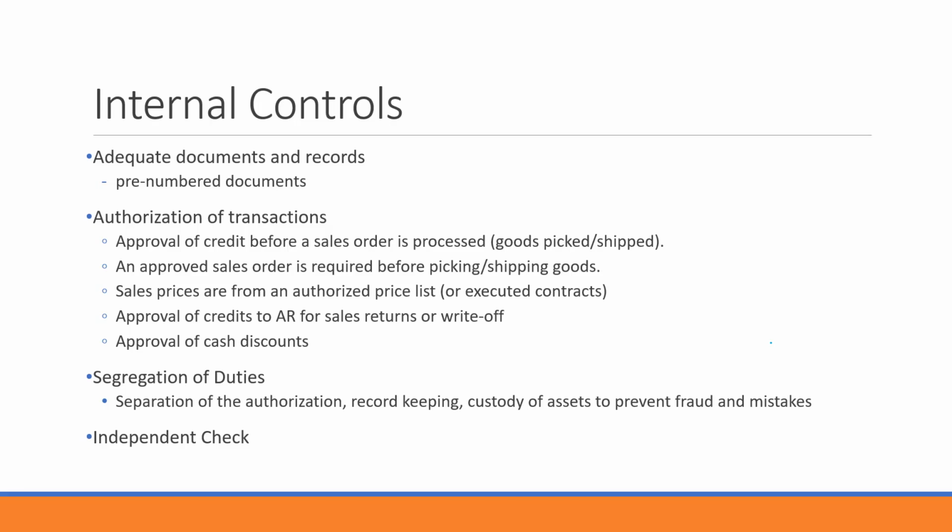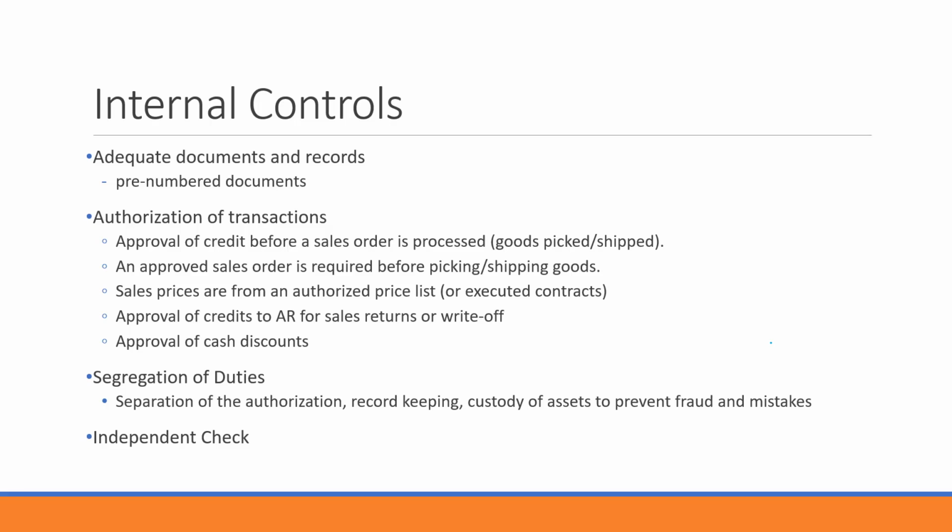The sales invoice needs to have the sales price coming from an authorized price list or contract. And for returns, we also need to have authorization. Okay, and when issuing credits to the customer, we also need authorization. For cash discount, we need authorization. We also need authorization for a lot of transactions.